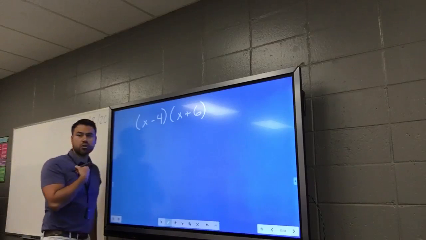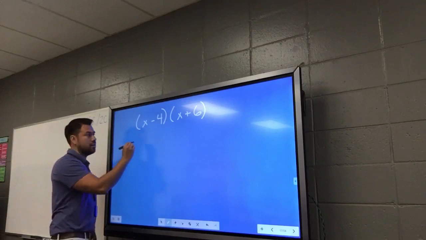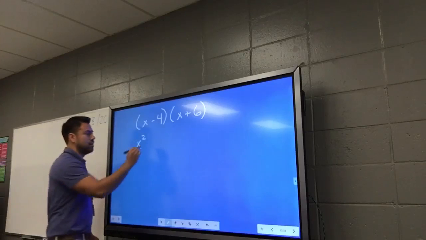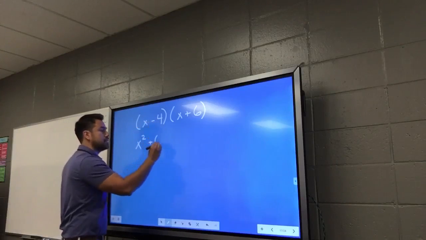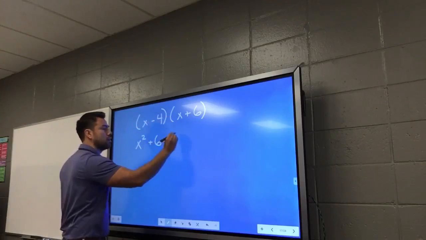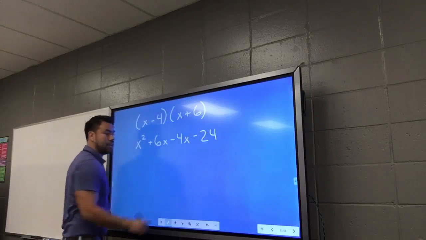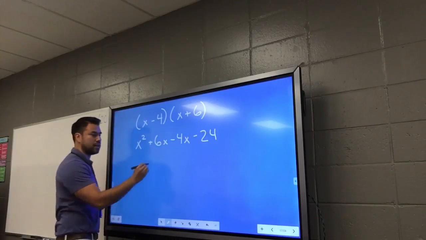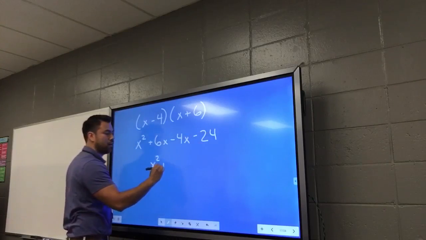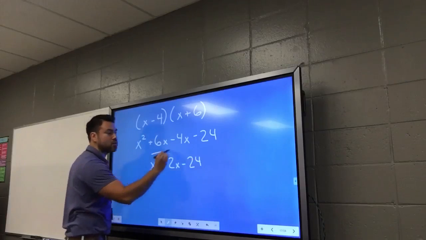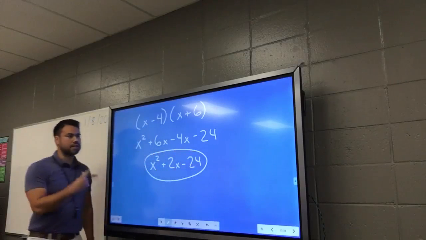So what are the first terms multiplied going to get me? X squared. What are the outer terms going to get me? 6x. The inner terms and the last terms. And then if I combine like terms, make it proper, x squared plus 2x minus 24. That would be your answer for this problem if I said to multiply.